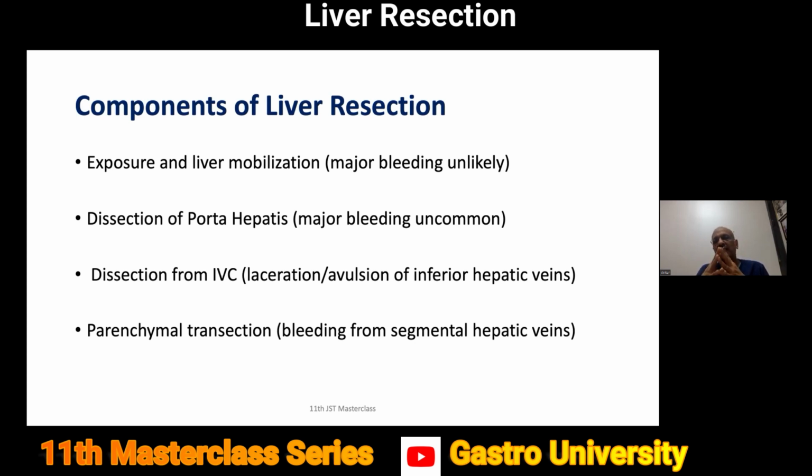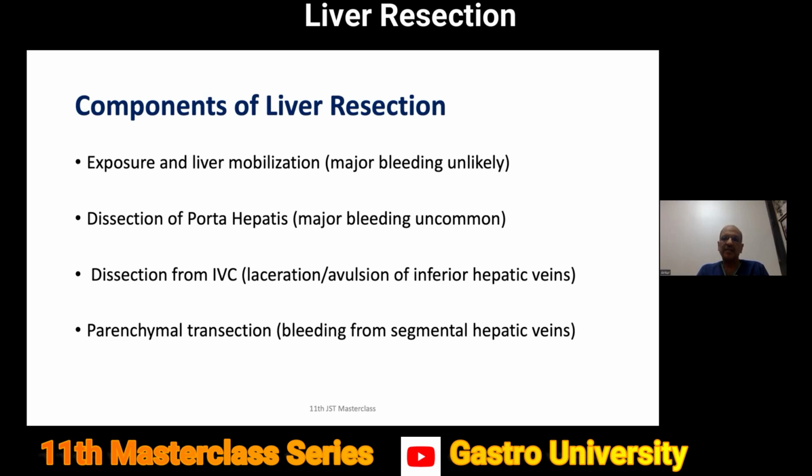Second cause for bleeding or the laceration of these veins is that you have taken control of the hepatic vein by ligatures or clips, but these clips and ligatures tend to slip, which I'll be showing in one of the subsequent videos. And then there can be significant major bleed when you are doing an IVC dissection or the retrohepatic dissection, and this is from the IVC and the cut hepatic veins.